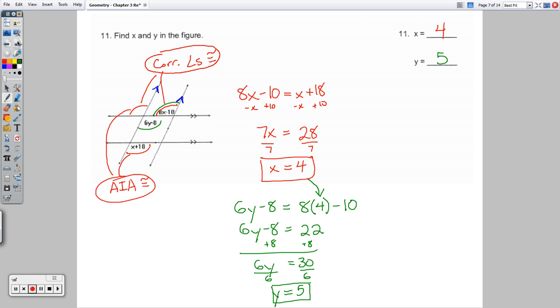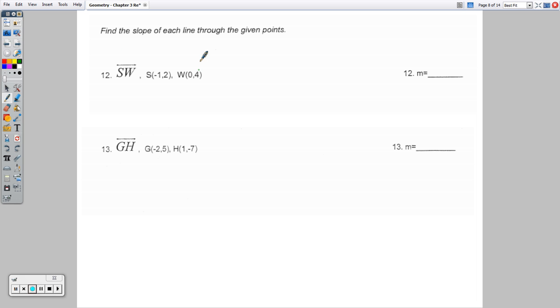Let's move on to number 12. Number 12 and 13, we're given these instructions: find the slope of each line through the given points. So that's pretty straightforward. We've already done some slope stuff. It's y2 minus y1 over x2 minus x1. So here are your labels for those. So we just have 4 minus 2 over 0 minus negative 1, which is the same thing as 0 plus 1. And this would be 2 over 1, or just 2 fully simplified. So this would be our final answer. Your m, your slope value, is 2 on that one.